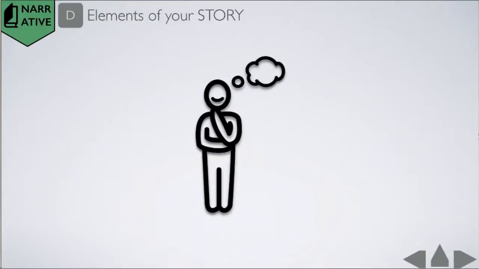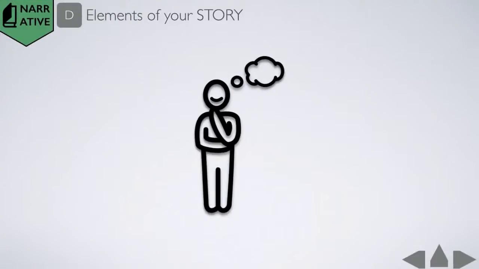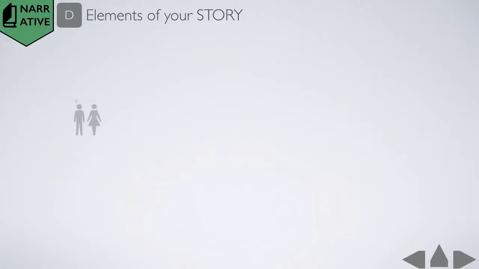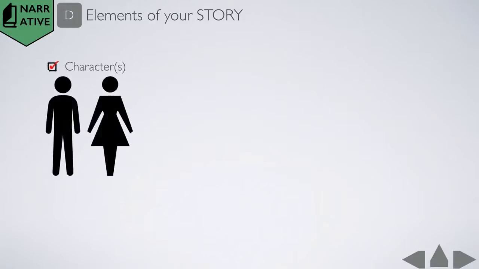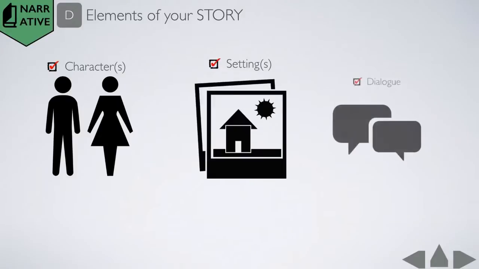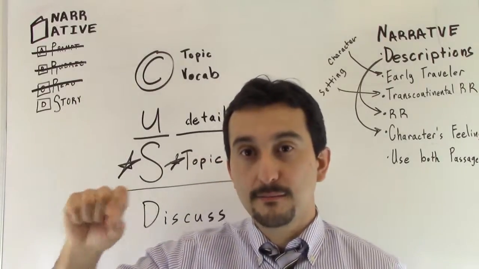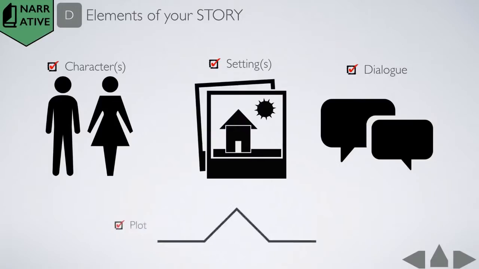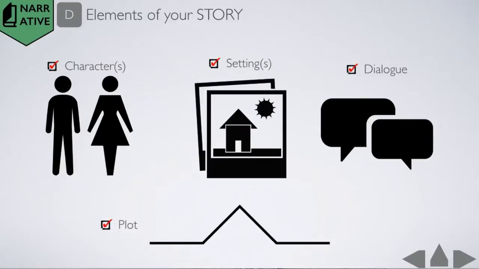Well, let's look at the elements of the story. There's really 4 broad elements that we've got to keep track of. We have to have a character or characters, we have to have a setting, and we have to have dialogue, and it all has to be mixed in together and put into a nice fluid plot. So how do we practice that with students?